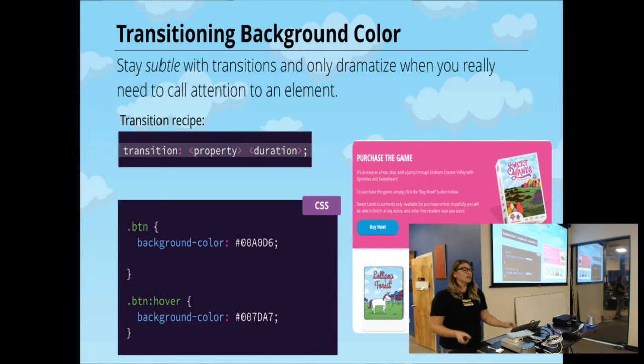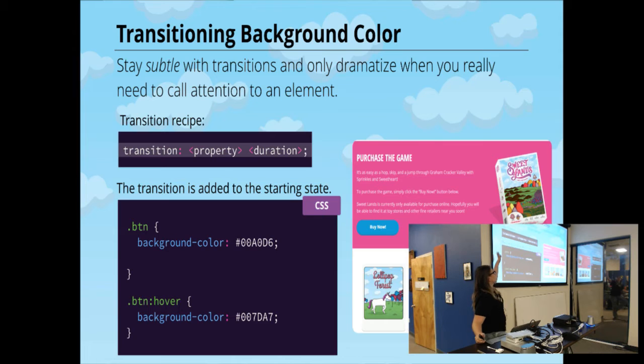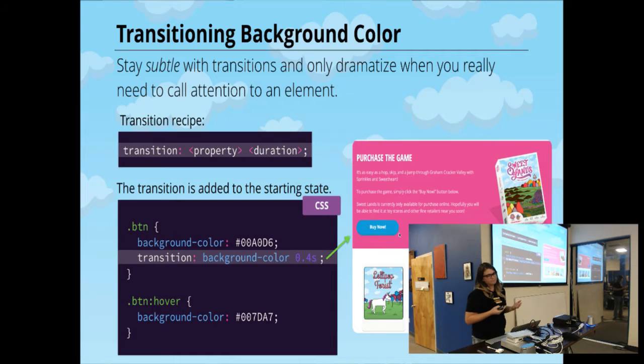So we can use the transition to change that. And this is the transition recipe. You literally just specify transition and then the property you want to change and the duration of time you want it to take. So for our background color, we will say transition, background-color, and then 0.4 seconds. Now you can see when you hover over, it's not an instant change. Now notice this isn't glaringly obvious, it's just a slight 0.4 seconds.